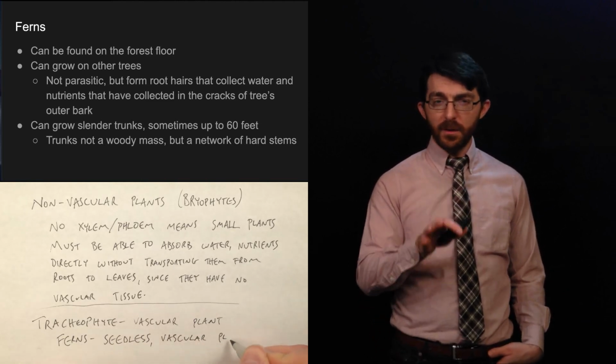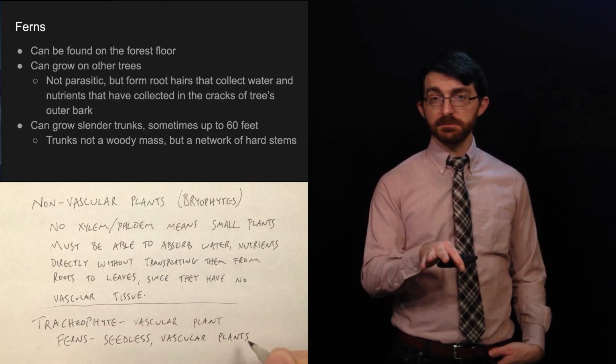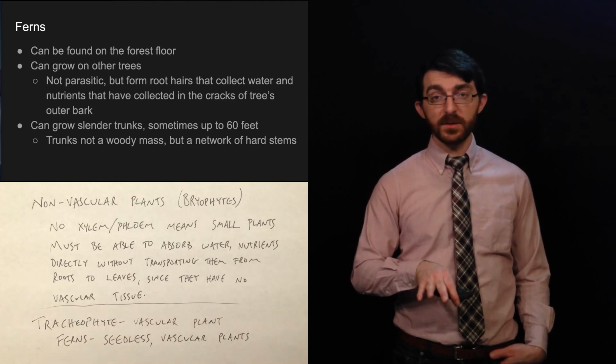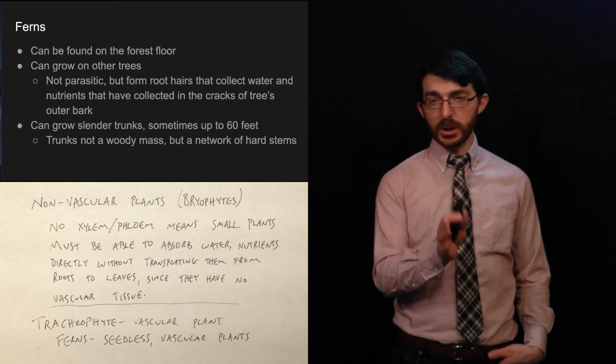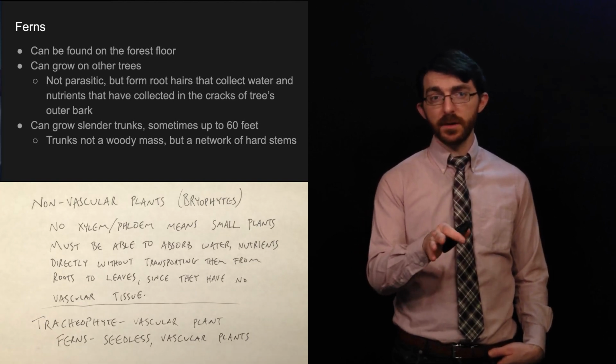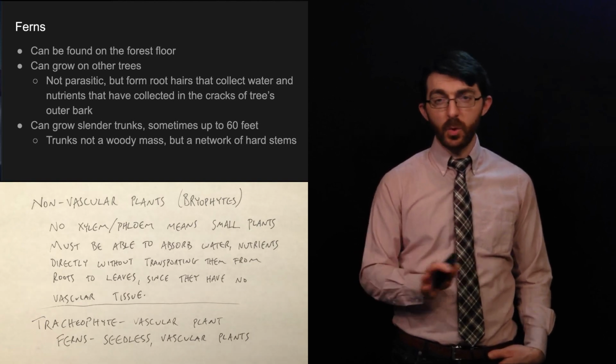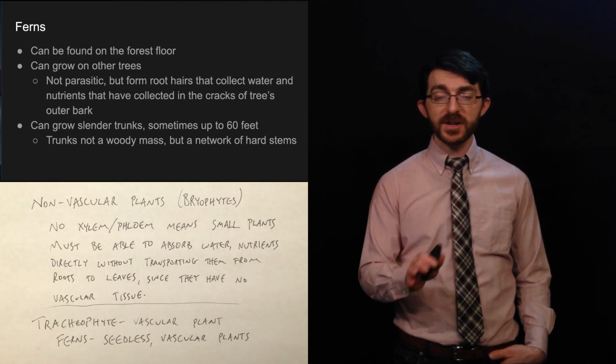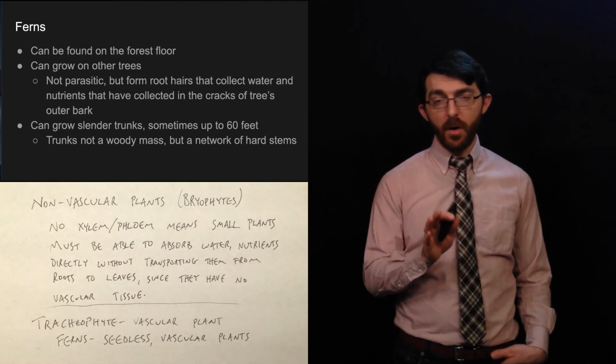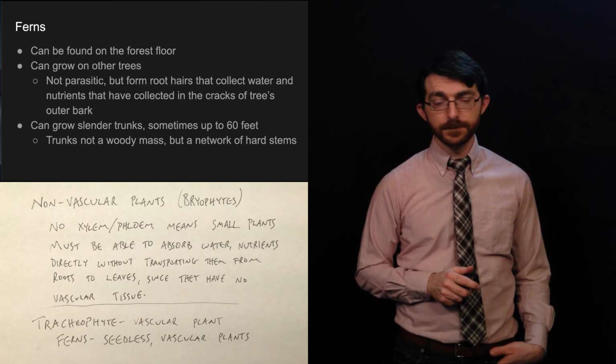They can also grow slender trunks, sometimes up to 60 feet tall. There are some things that look like trees that are actually ferns, but the trunks aren't a wooden mass, they're actually a network of hard stems.